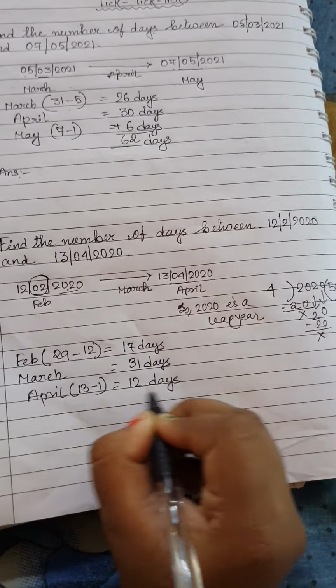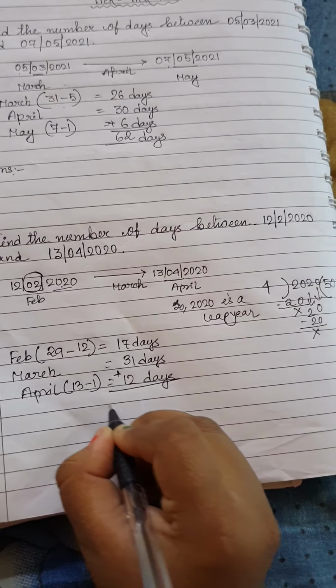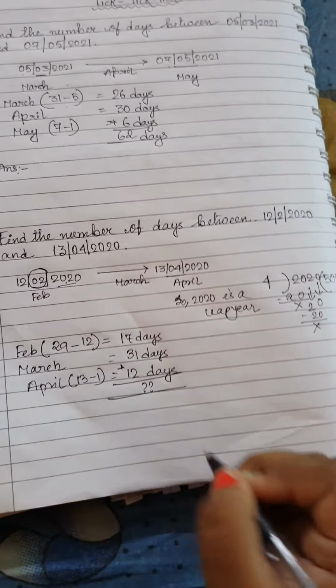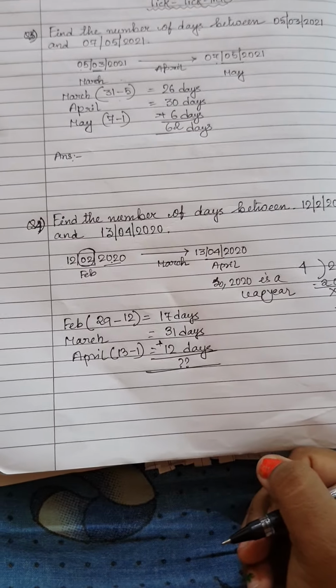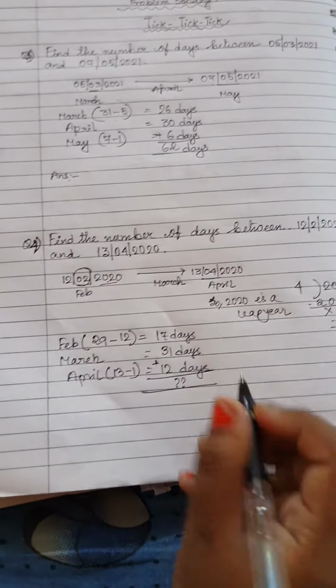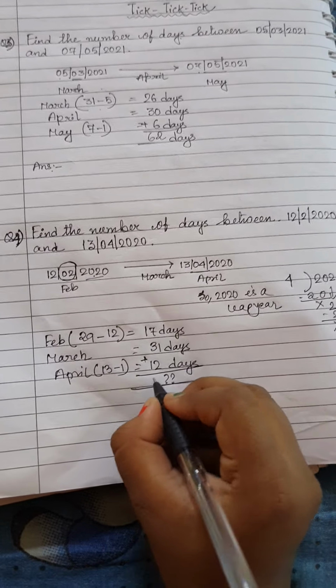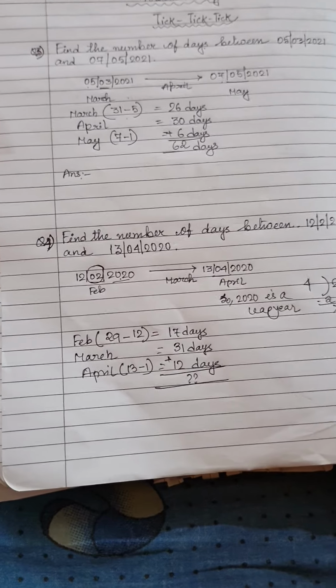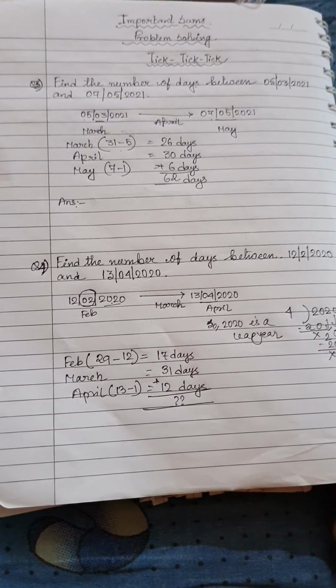And now you have to add this 3, and what will be your answer? You will find out. That will be your final answer. I think your answer will be 60. Okay, so you will write down 60 days.